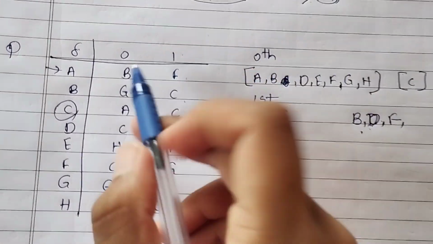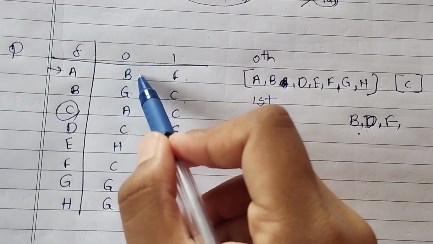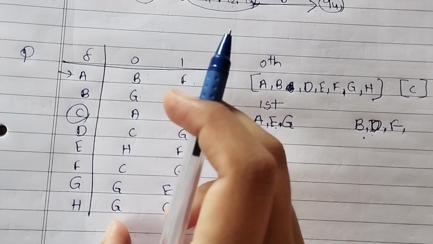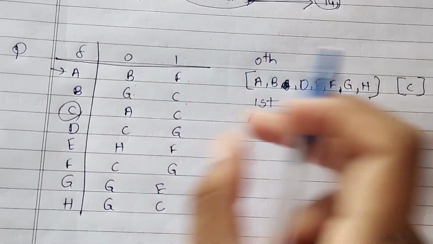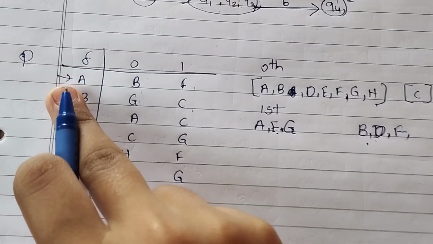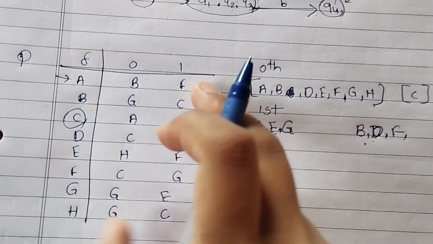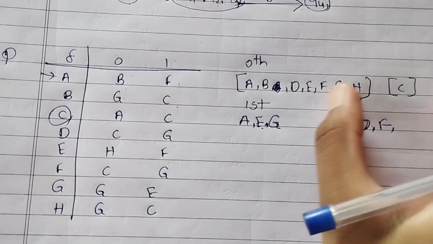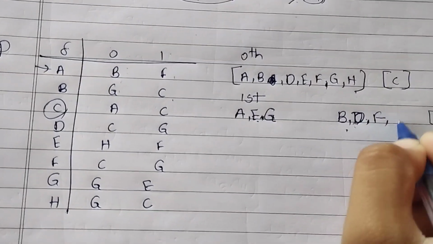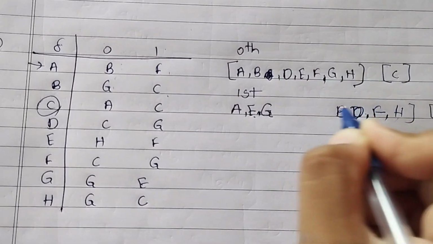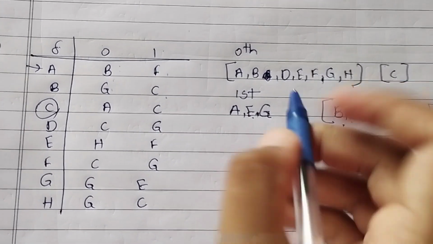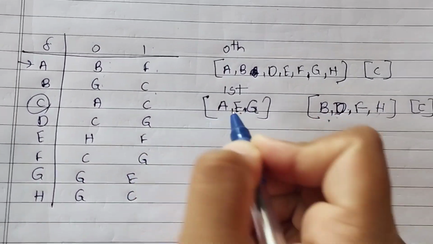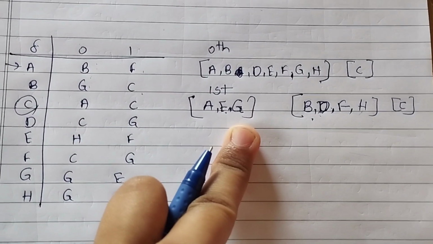Now H. A reads 0 in B, H reads 0 in G. So B and G are present in the same group. Now A reads 1 in F, H reads 1 in C. So F and C are present in two separate groups. So we write this H separately from this one. So this is one group and this is another group. So this is the first equivalent.